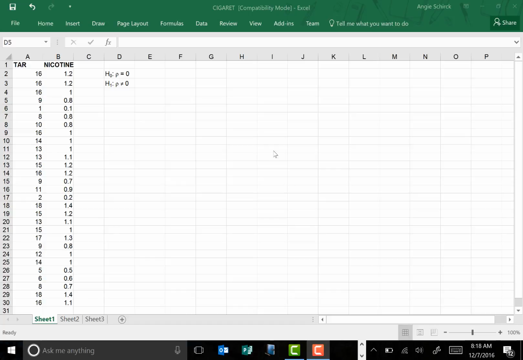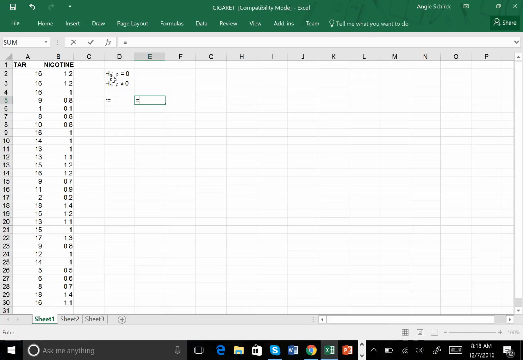Remember that we're always testing the null hypothesis, that rho equals 0, which means there is no correlation, against the alternate hypothesis that rho is not equal to 0, which means there is a correlation. As always, we need a test statistic, and our test statistic in this case is going to be the correlation coefficient R between the variables.